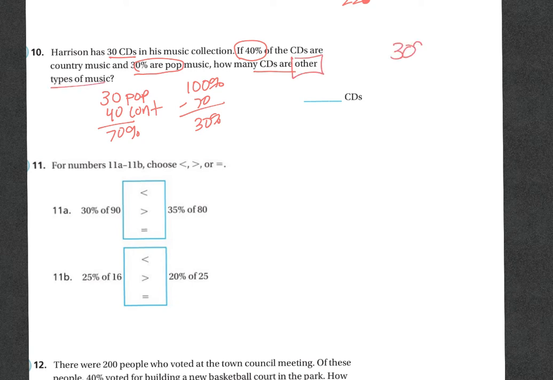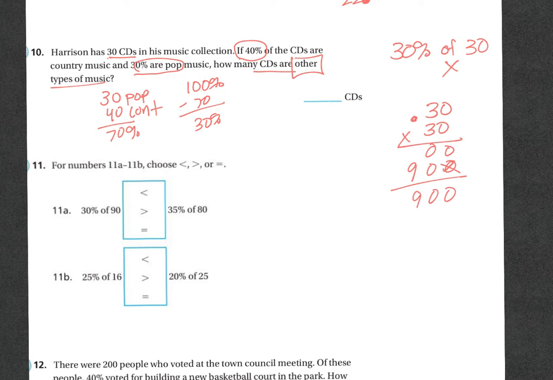So that means that 30% of the music is other. So if 30% of the music is other, and we know that there are 30 CDs, 30 of 30, right? So that means this is multiply. So I'm going to do 0.30 times 30, and we go 0 times 0 is 0, and then put my space saver. 3 times 0 is 0, 3 times 3 is 9, so I'm going to get 900. I move my decimal over 2 spaces, so I'm going to get 9. So that means 9 of these 30 CDs is going to be other types of music.